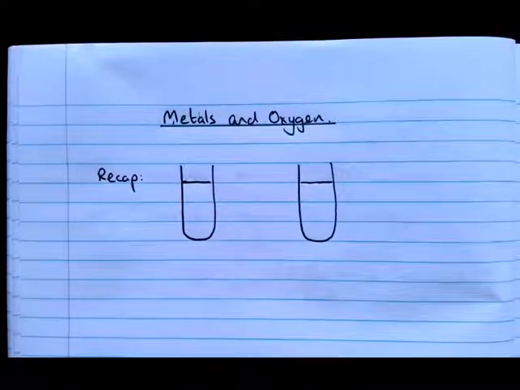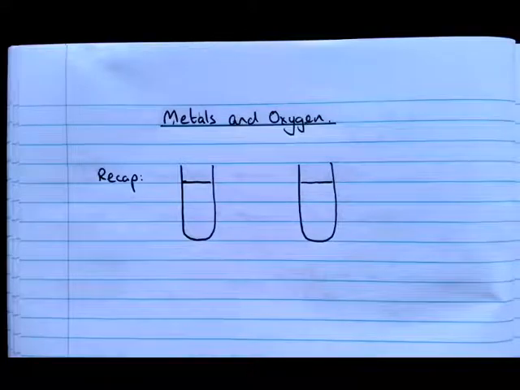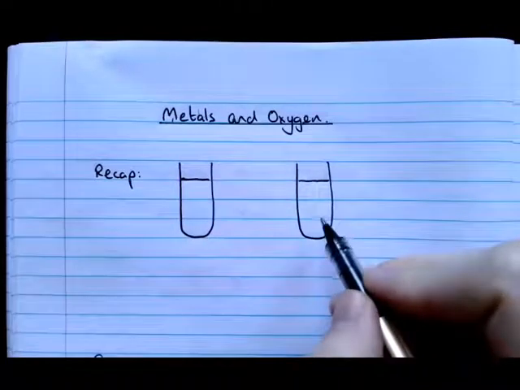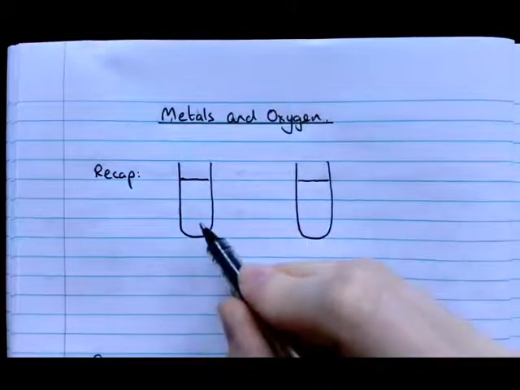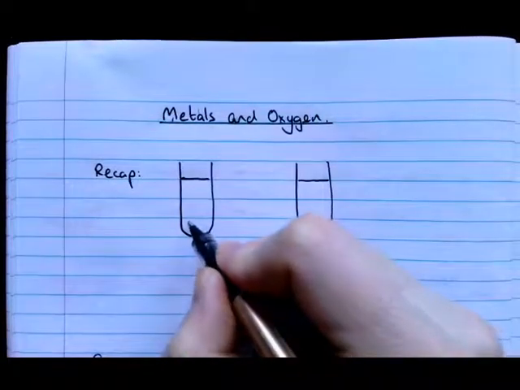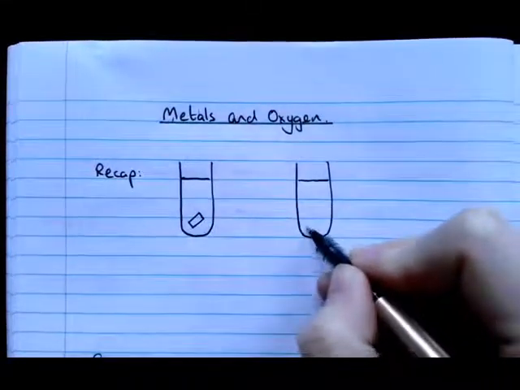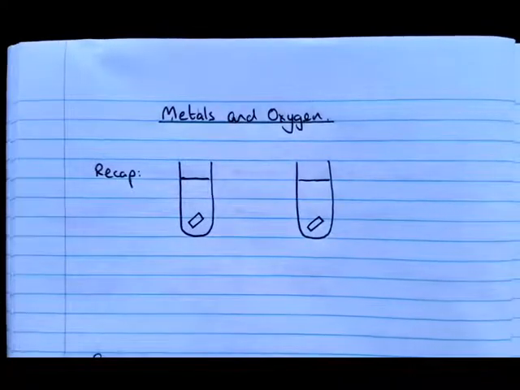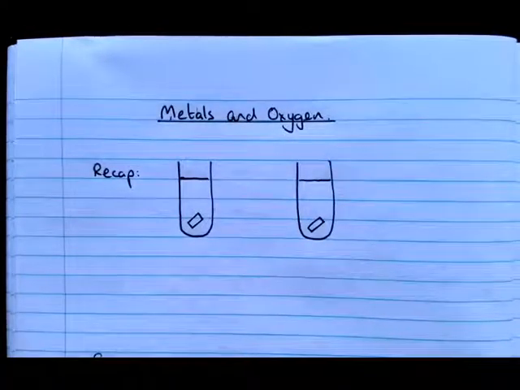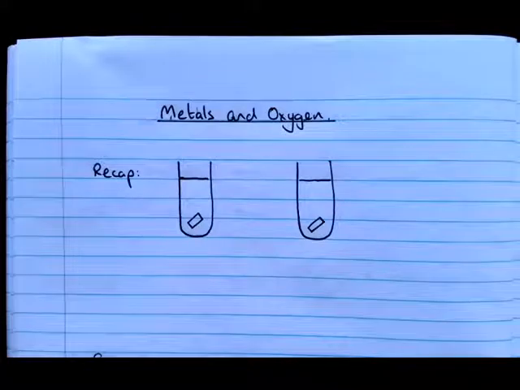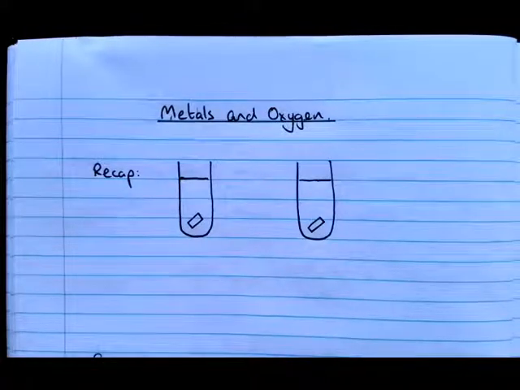So first of all, we're just going to do a quick recap from what we learned about in the last lesson, which was all about metals and acids. If I've got two different test tubes here, and I'm going to put a piece of metal in both of them, what observation would I expect to see? So think about what happens in the reaction between a metal and an acid. What do you make? And therefore, what observation would you expect to see? You can pause it and have a little bit of think about it.